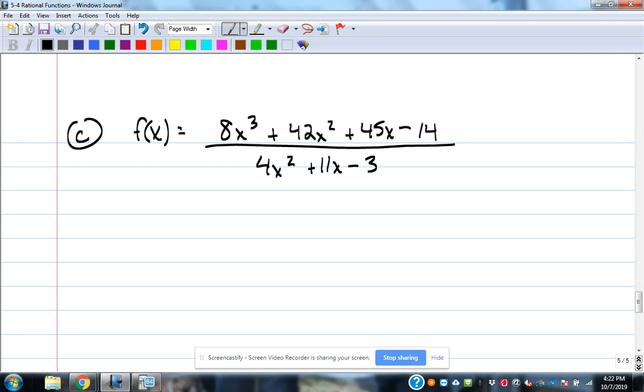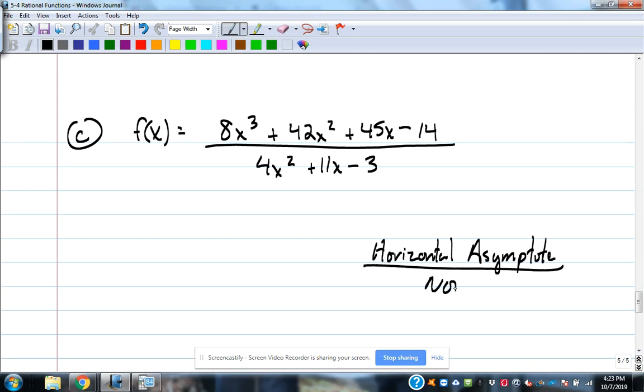So when we look at this one, what's the degree of the numerator? Cubed, it's 3. The degree of the denominator would be 2. So the top is how many more than the bottom? 1 more. So this is an example where we have an oblique asymptote. So we know before we go any further that on horizontal asymptotes, we can write none. Okay, we know it's not going to have that. We know we're going to have to do some long division to get that oblique.